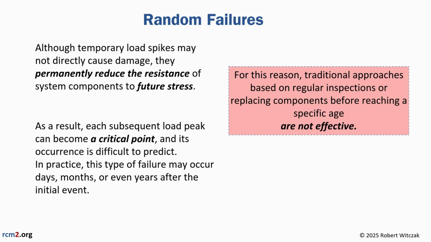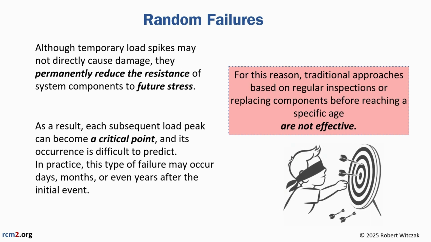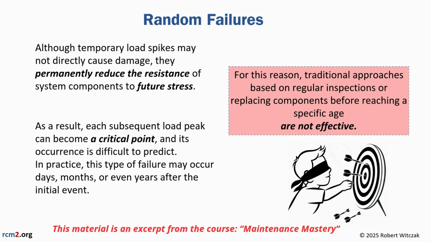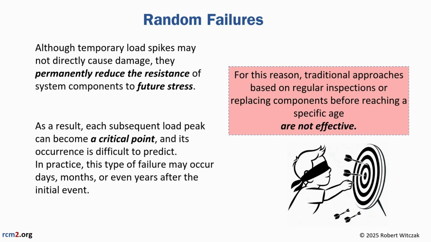It is often said that using preventive maintenance for random failures is like throwing darts at a target while blindfolded. You might get lucky and replace the component just before it would have failed. But in most cases, you will either replace it far too early or too late, after damage has already occurred. In this context, predictive maintenance is the only strategy that provides a rational way to deal with such failures.